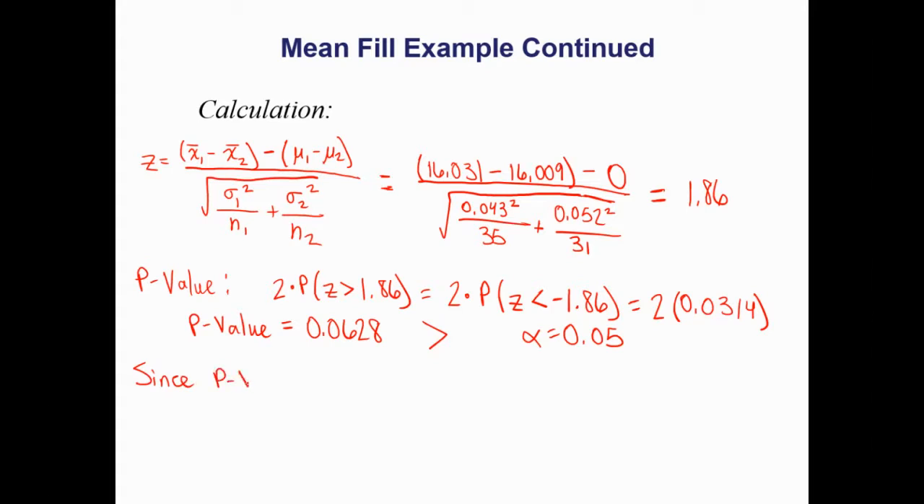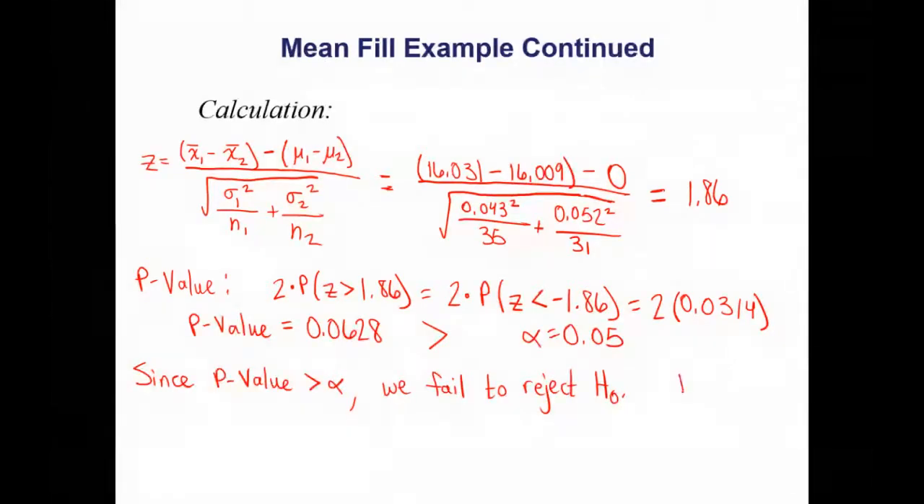Let's write our conclusion here. Since p-value is greater than alpha, what would we do? We fail to reject H naught, that's right. And so that's what we actually do. Now let's put this in context of the problem. Which one was our claim, H naught or HA? H naught was the claim.